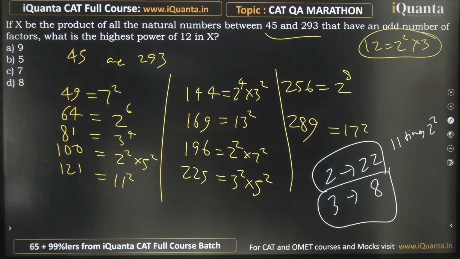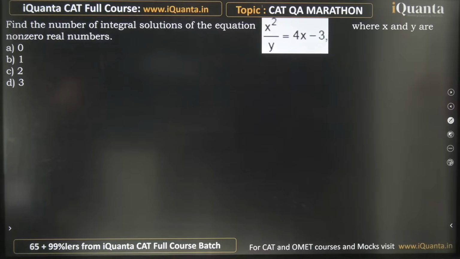Now coming to the next question. X square y is equal to 4x minus 2. We need to find the integral solutions where x and y are non-zero real numbers.